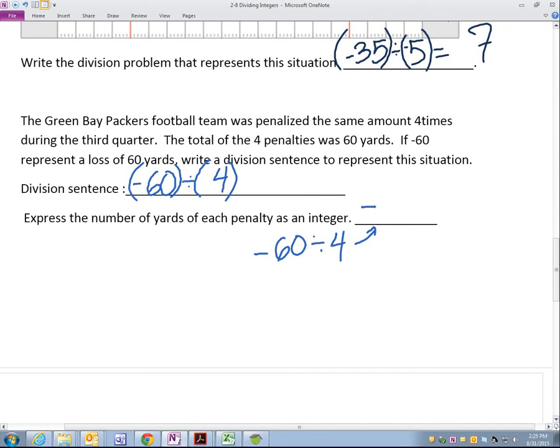Negative, is it 20? It's going to be 15, close, 15. I said 20. That's an easy mistake. That's fine.